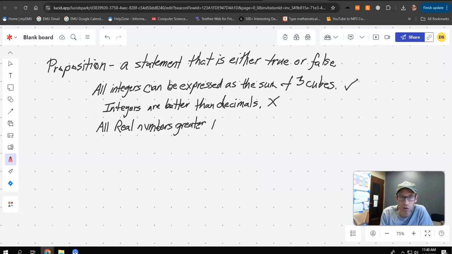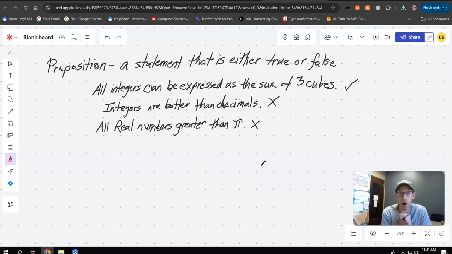All real numbers greater than pi, 3.14. Okay, this is also not a proposition, sorry, because it's not a preposition either. It's not a proposition because it's not claiming anything. It's referring to a set of numbers, all the real numbers greater than pi. That is indeed a set of numbers, but it's not saying anything about those.